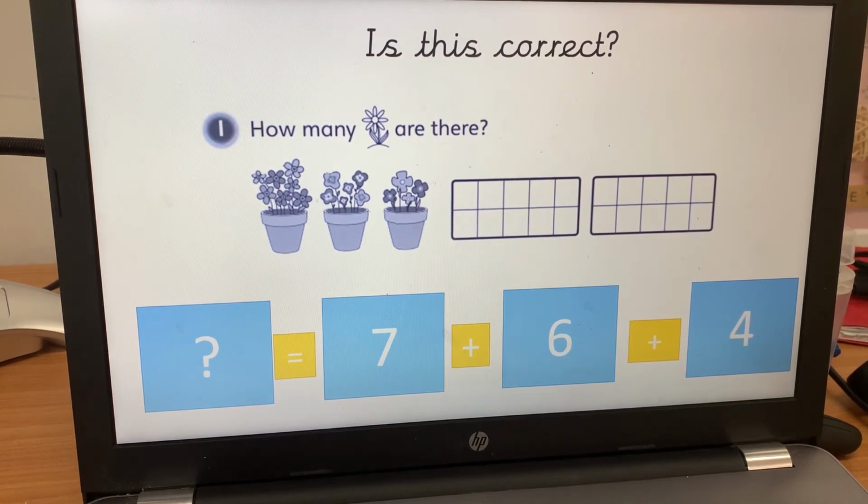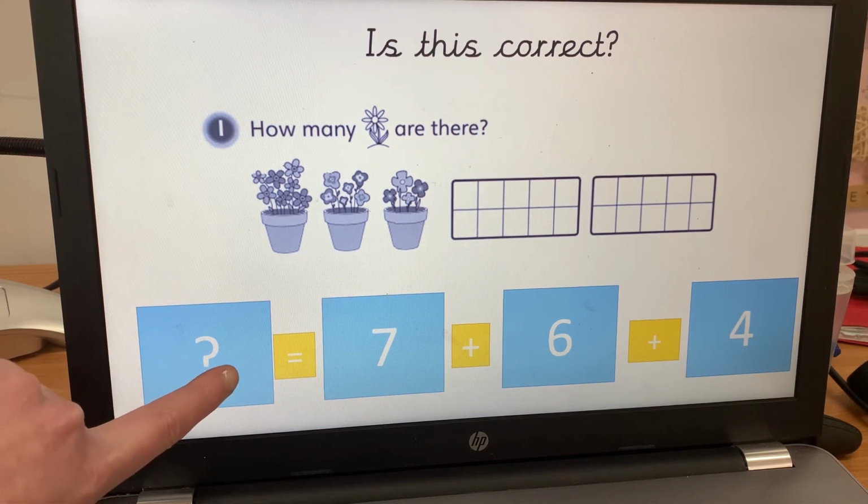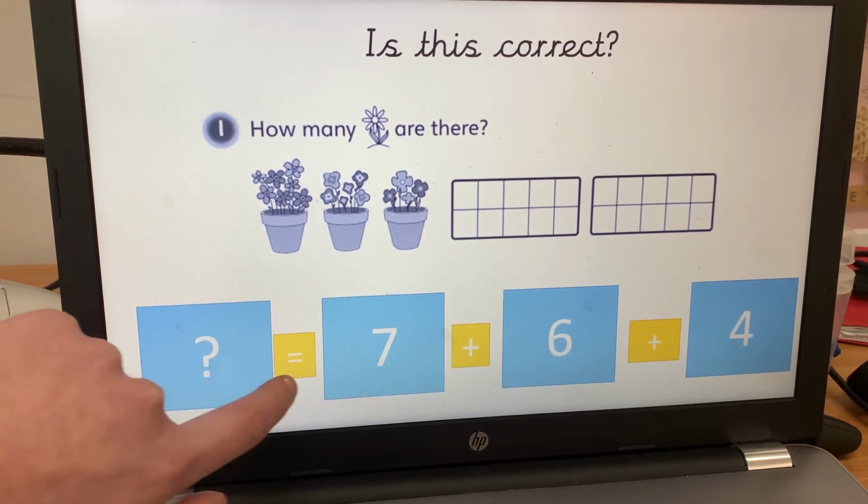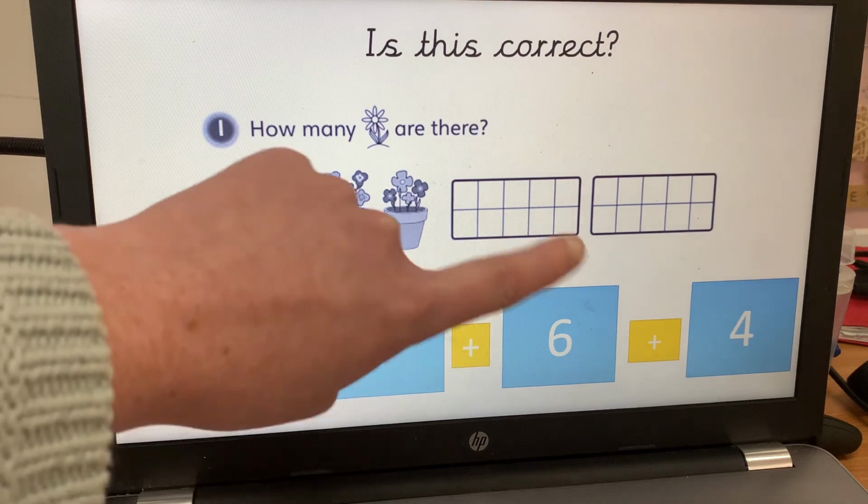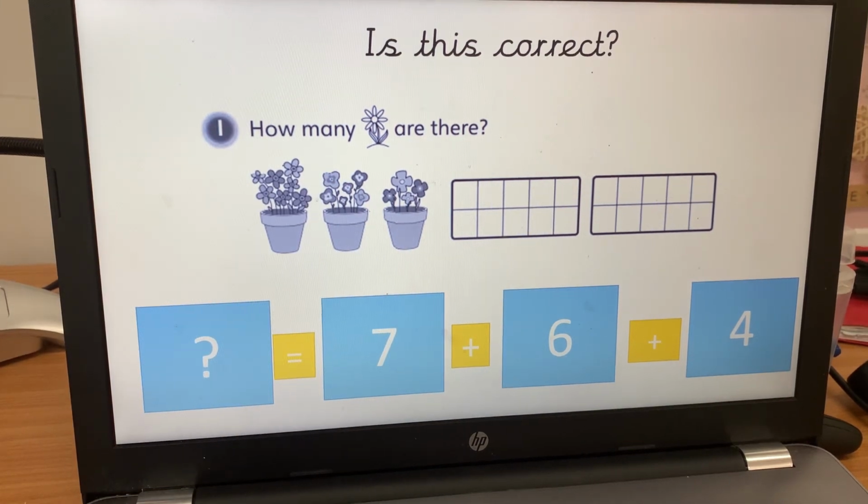I've mixed it up here. So I've actually put my answer at the front. I've put something equals 7 add 6 add 4. Is that correct? Have a little think. Is that correct? Can I do that? Will it change the answer? Is it mixing up that calculation?